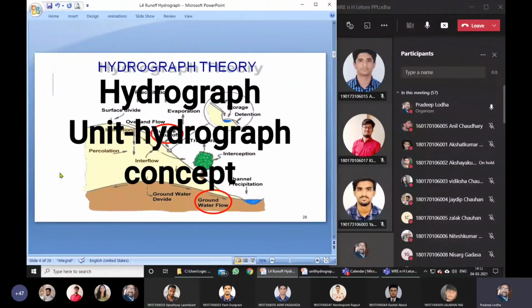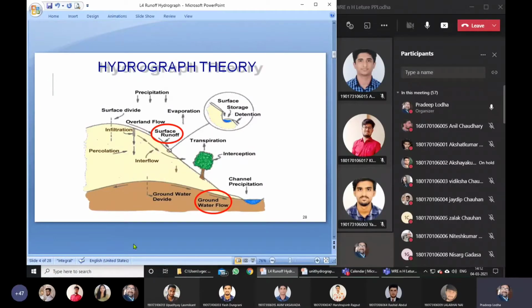We have seen the hydrologic cycle earlier. Now, with regard to the hydrograph, we need to understand two very important flows. One is the surface flow, this encircled surface runoff. It is on the surface, you can say overland flow, taking place on the land and then joining this stream here. The second flow is the groundwater.